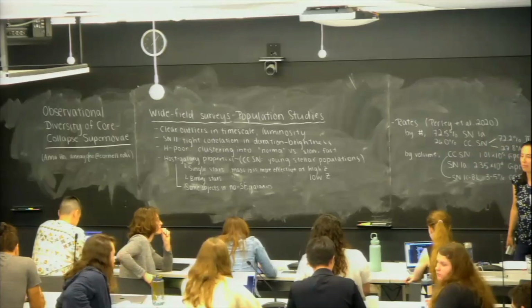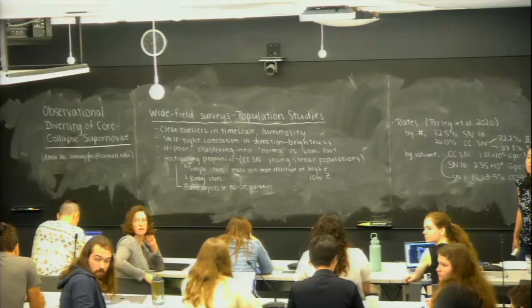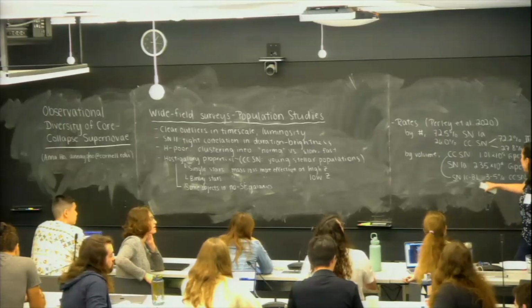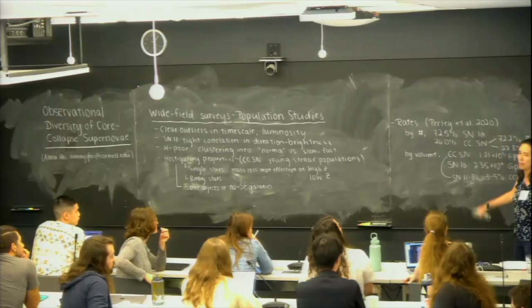So from these rates, are there any constraints on the rates for supernovae? Yes, you can measure that very precisely. And it's actually in this paper, but I don't remember off the top of my head.